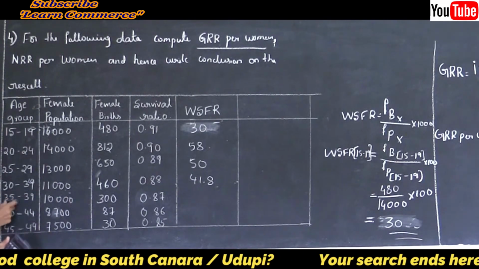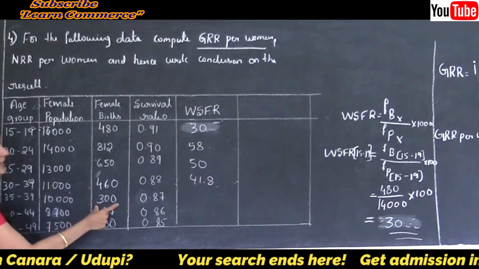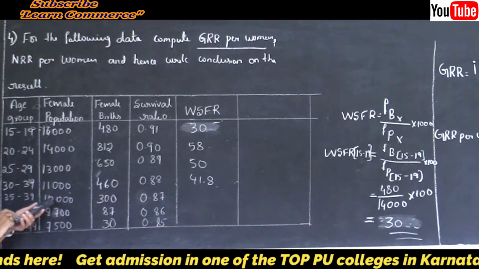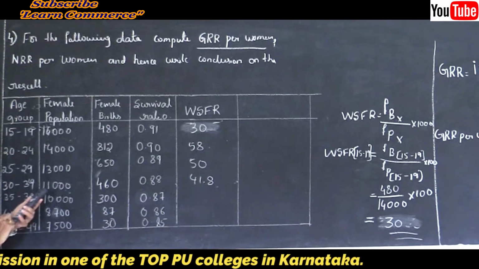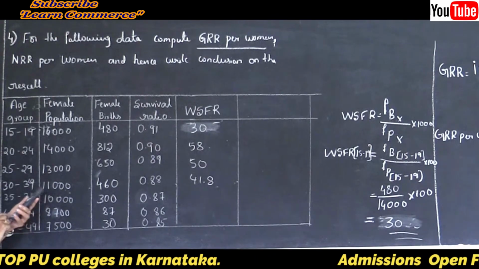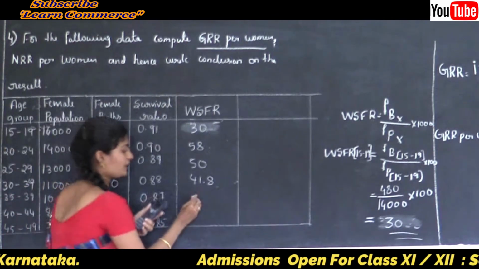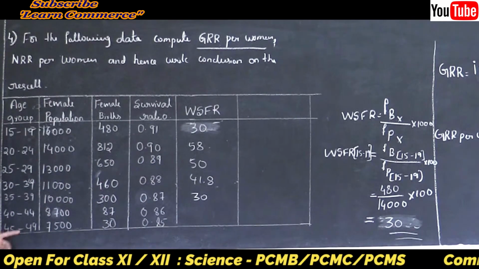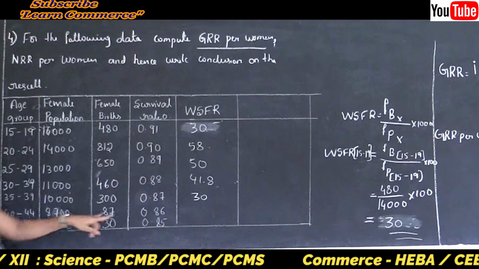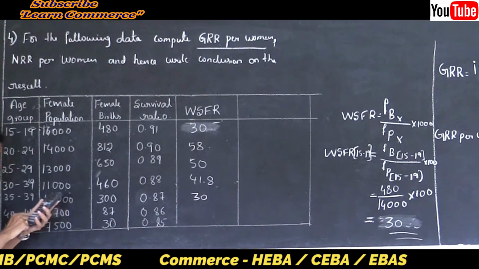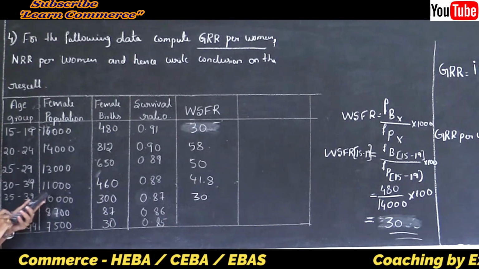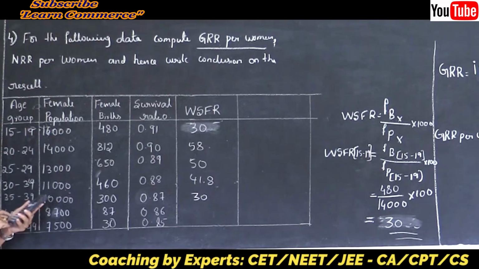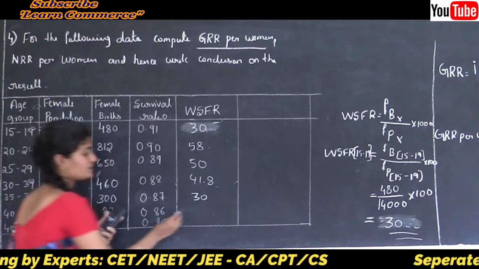Next specified year 35 to 39. Under that, female births are 300 divided by female population of 10,000, into 1000. So here WSFR is 30. Okay, next specified year 40 to 44. Under this, female births are 87 divided by female population 8,700, into 1000, that is 10.